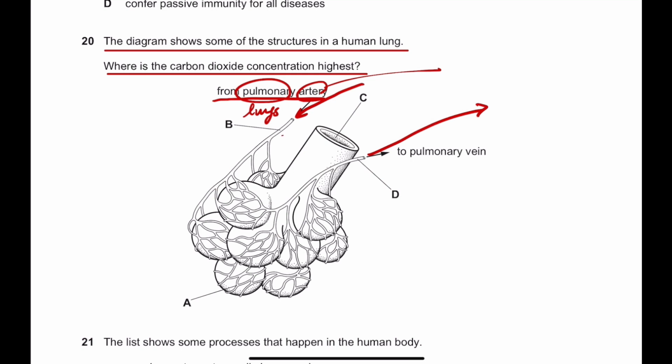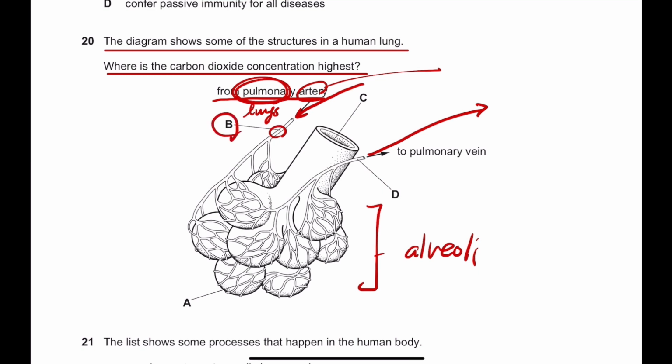So B has blood, the blood vessel B has blood from the heart that goes to the lungs. So this is called alveoli. And it provides gas exchange. So it provides oxygen and takes out the carbon dioxide.